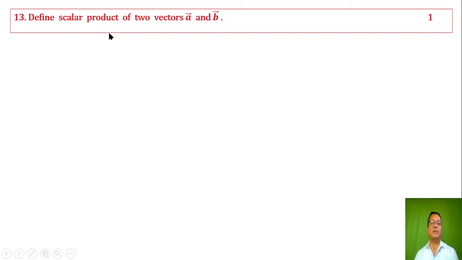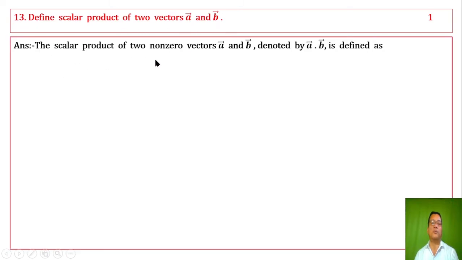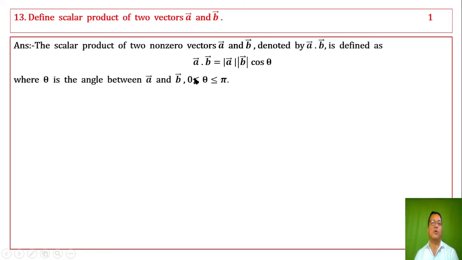13. Define scalar product of two vectors a and b. The scalar product of two non-zero vectors a and b, denoted by a dot b, is defined as a dot b equal to magnitude of a into magnitude of b into cos theta, where theta is the angle between a and b, and theta is lying between 0 to pi, including the two ends.